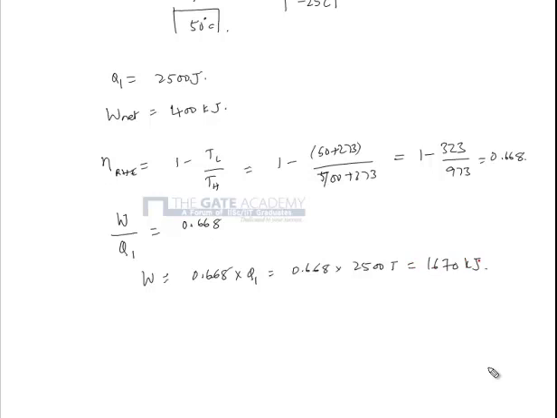Now the net work is given as 400 kilojoules. So the work input to the refrigerator is the total work produced by the engine minus the net work output of the device. So it is 1670 minus 400, which is 1270 kilojoules.